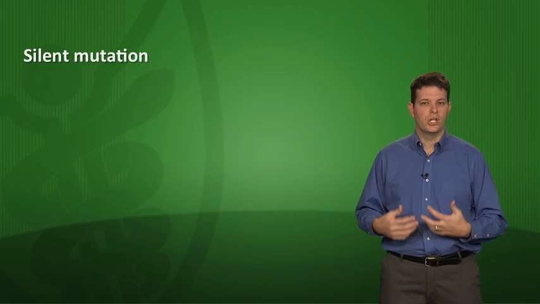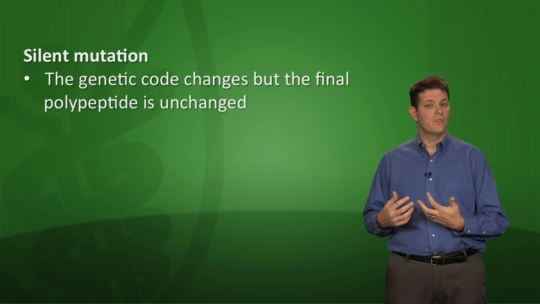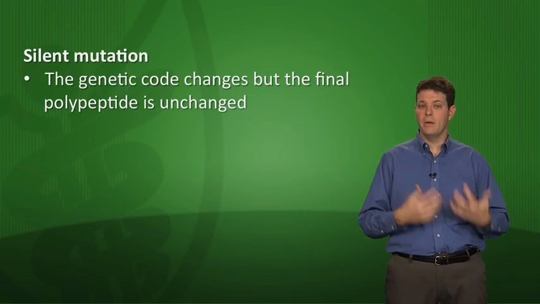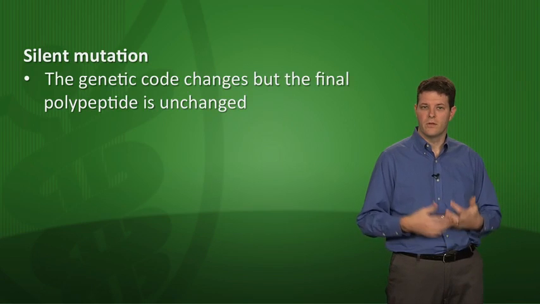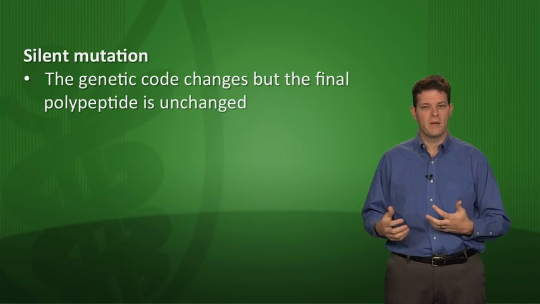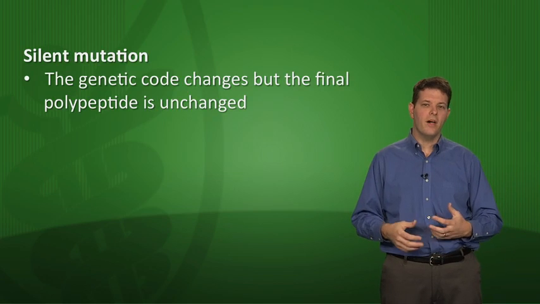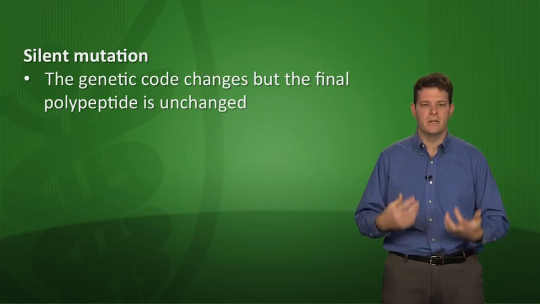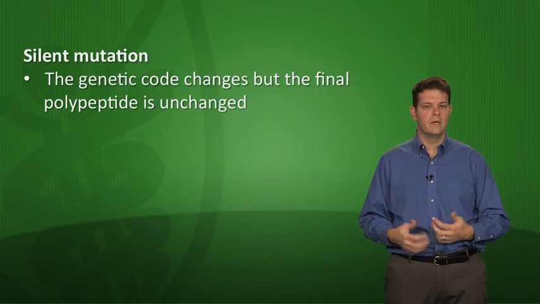Now let's talk about some different ways that genetic mutations can occur. You can have a silent mutation where the genetic code changes, but it still codes for the same amino acid, so the final polypeptide is unchanged. So there's a mutation, but from a functional perspective, it's silent. This is possible because the genetic code is redundant, and there are multiple codons for most amino acids.